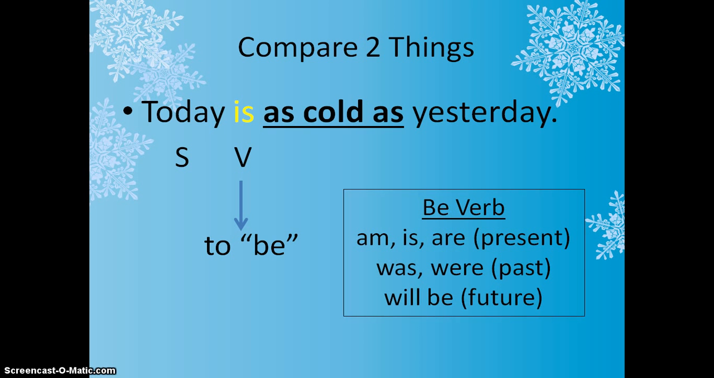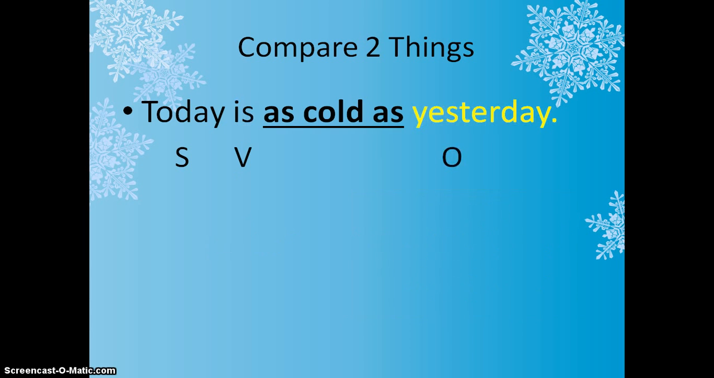Now check your answers off to the right. We have in present tense, am, is, and are. In past tense, was or were. And in future tense, will be. So remember, with this comparison, we want to use our be verb. Finally, the object of our sentence is yesterday.